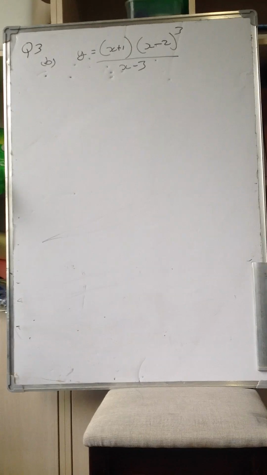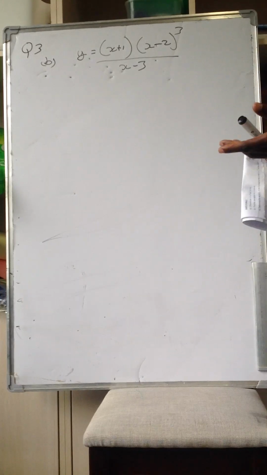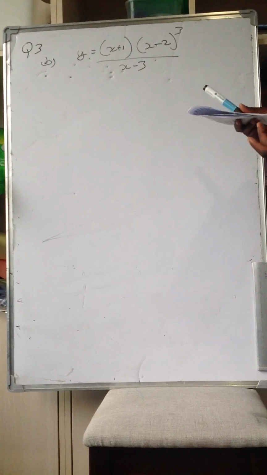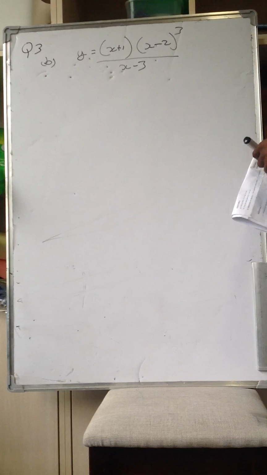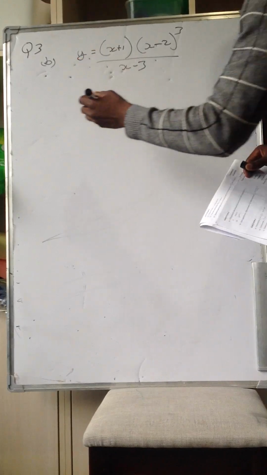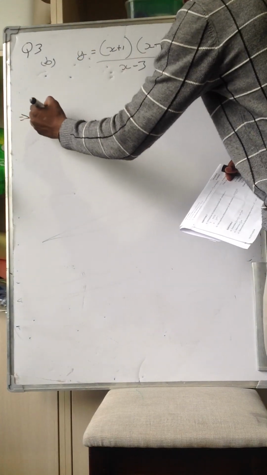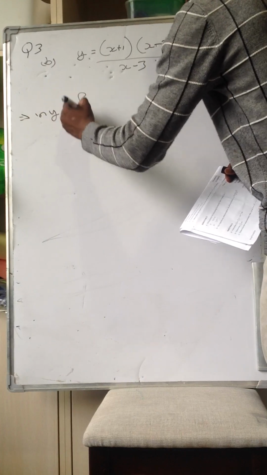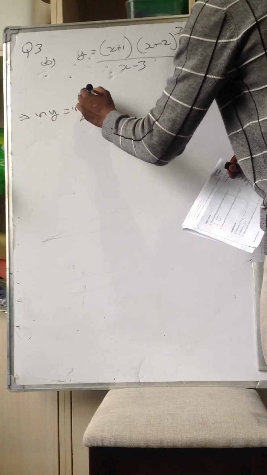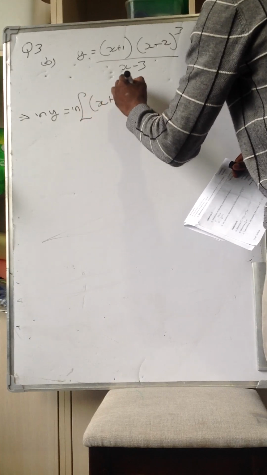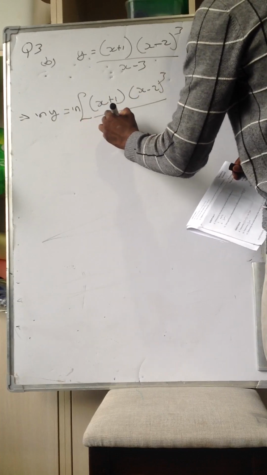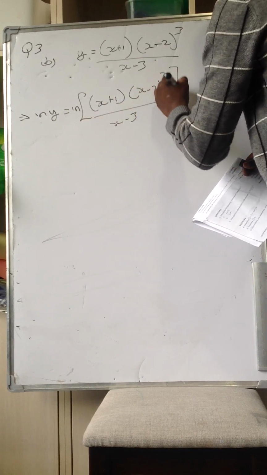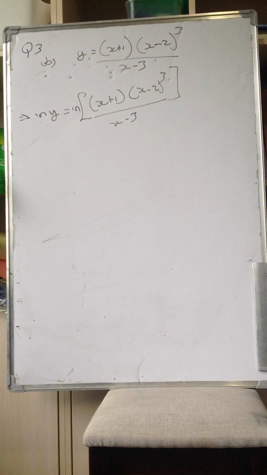For me to differentiate this question, the first thing that I have to do, since they have said logarithmic differentiation, is to introduce the ln. So let me introduce ln y equals ln of x plus 1, x minus 2 raised to power 3 over x minus 3. If I reach this stage, what next?